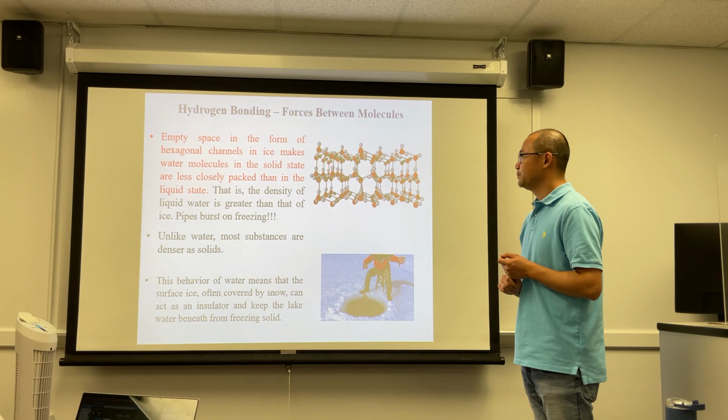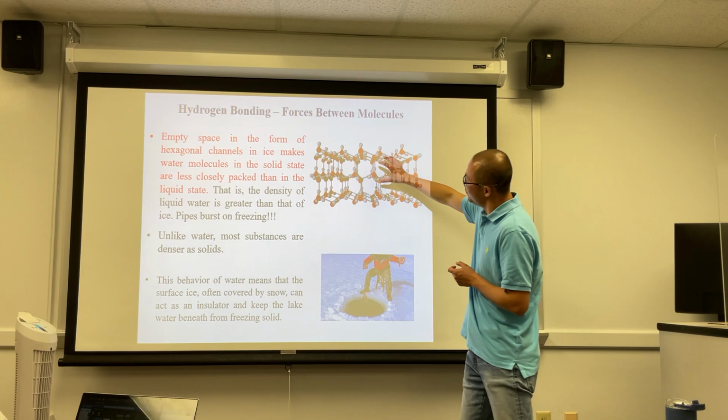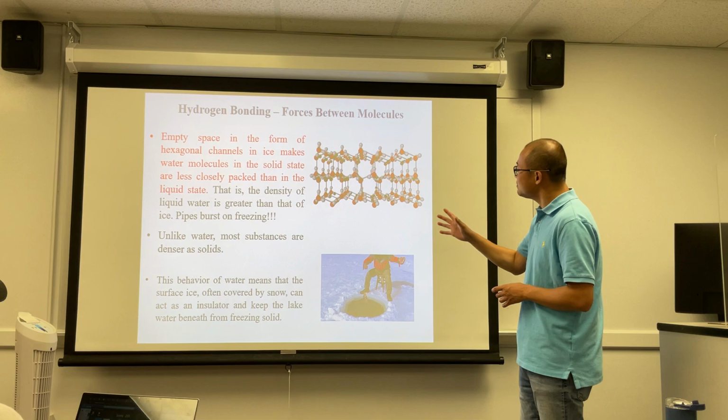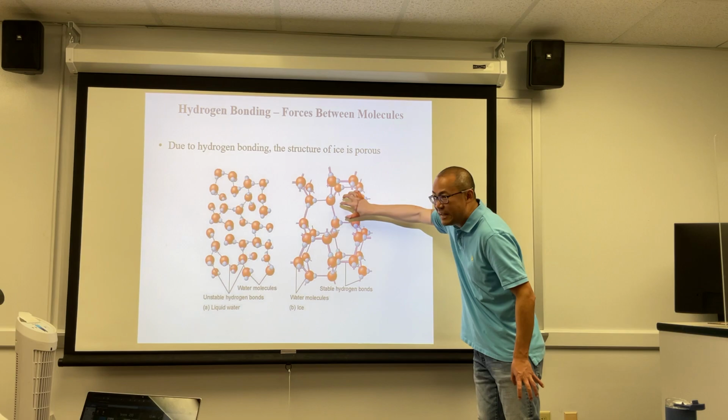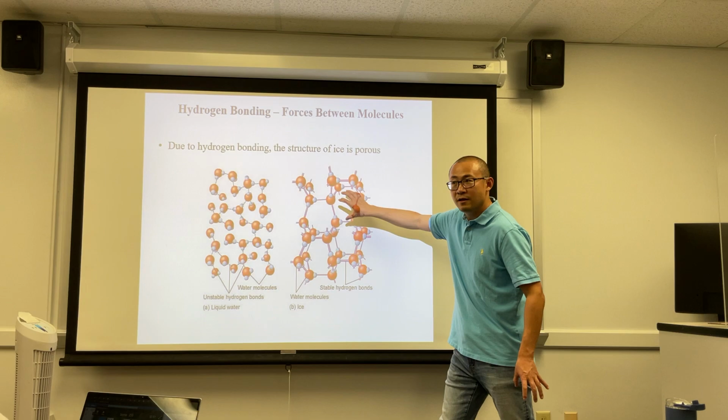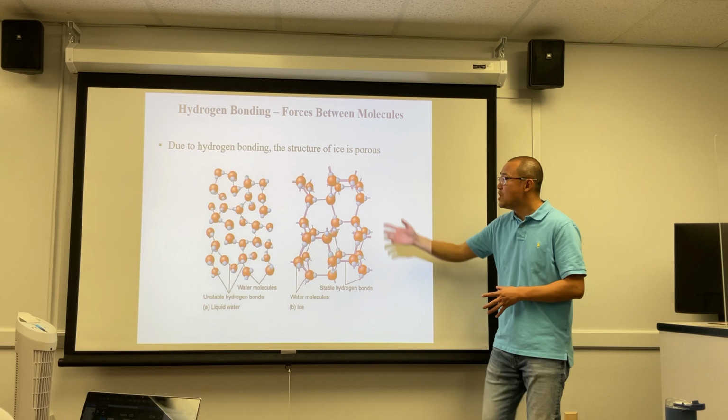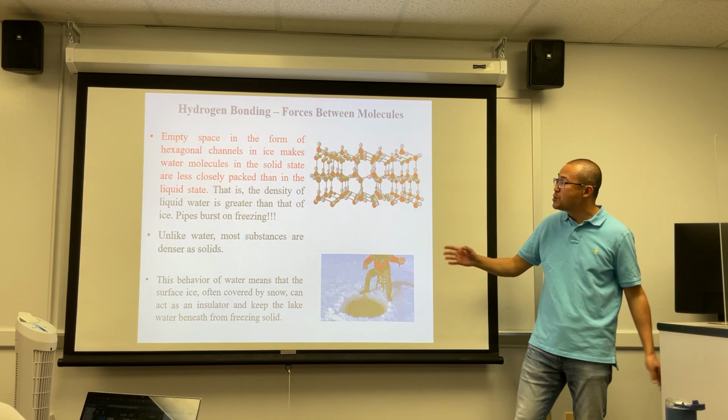You can see that this is the structure of ice. The water molecules are like soldiers now. They're actually aligned very beautifully. And meanwhile, they're not as closely packed as when water is liquid. You can see this is liquid, this is ice. What did I tell you? The gaps, the pores in ice, are bigger than the holes in water. Why is that? Because when water freezes, the water molecules are more beautifully aligned with each other now.